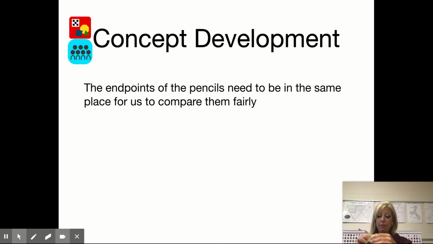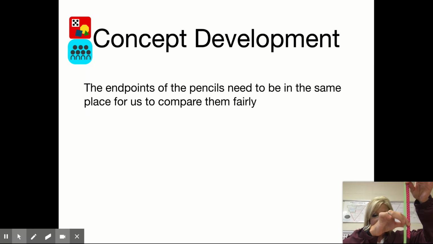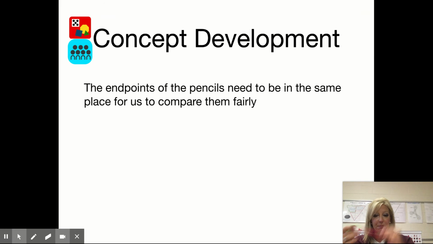Same thing with my ribbons. If I have an even endpoint to where I'm measuring them the same, we can see that the green ribbon is clearly much longer than the pink ribbon.